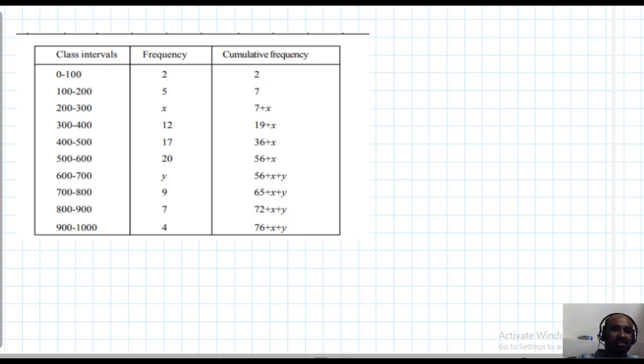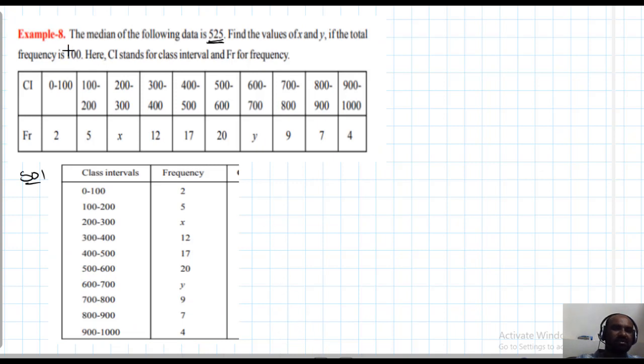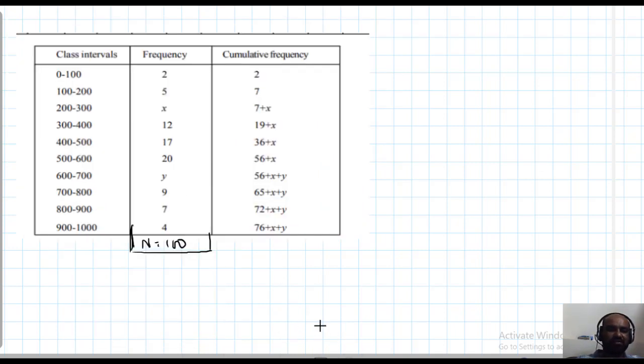So what is given? Should write, Nana. First of all, what is given? Frequency is given. I think 100 is given. I want to cross check with that. 100. And median is 525. That also should be written. So median equal to 525. N equal to 100.